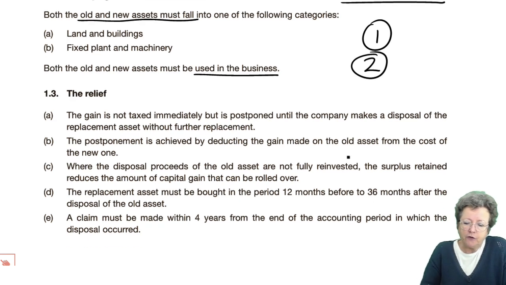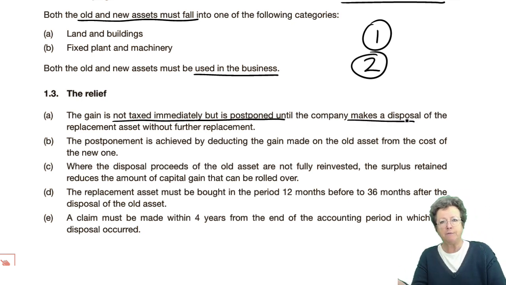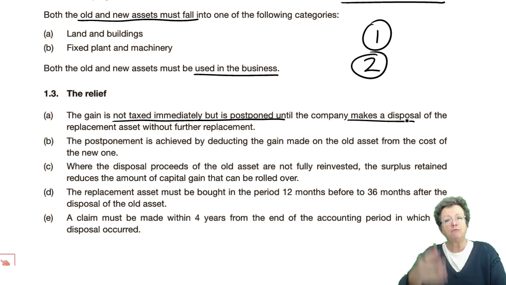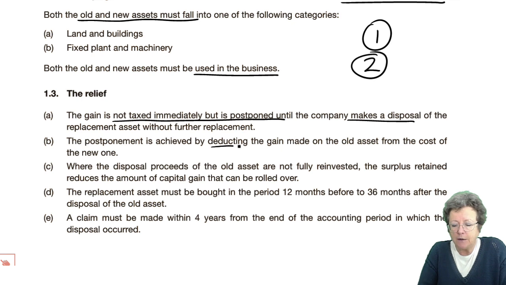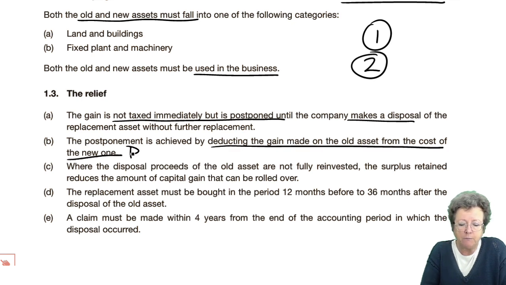The gain is not taxed immediately but postponed until you make a disposal without any further investment, because of course you can roll and roll and roll. The postponement is achieved by deducting the gain made from the old asset from the cost of the new one. That then brings us to a base cost.